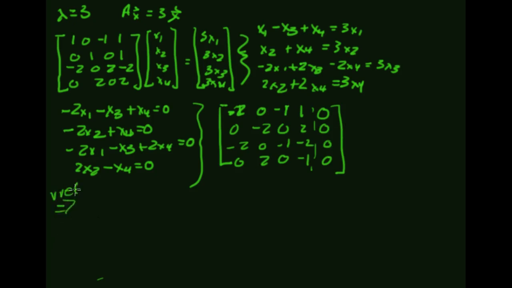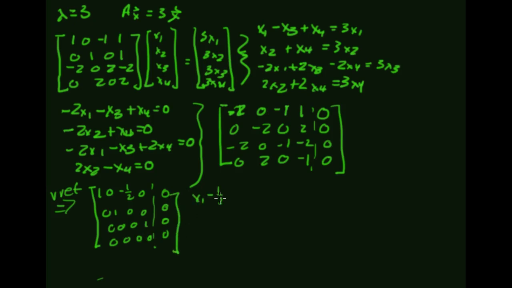Gauss-Jordan to that, and that's going to give me 1, 0, negative a half, 0, 0, 0, 1, 0, 0, 0, 0, 0, 0, 1, 0, 0, 0, 0, 0, 0. So you can read this as x1 minus half x3 is 0, x2 is 0, x4 is 0. So if we let x3 be t, then x1 has to be half t, x2 has to be 0, and x4 has to be 0.